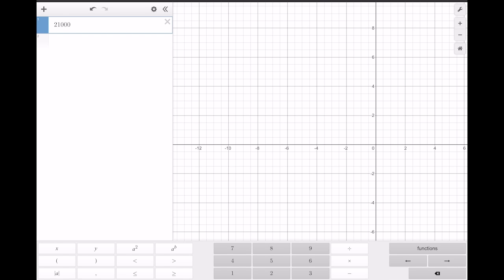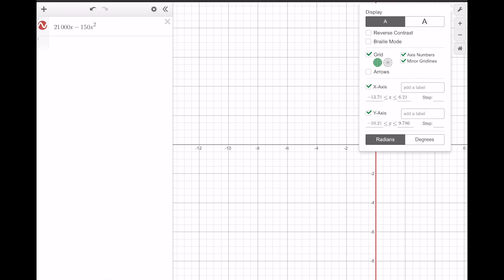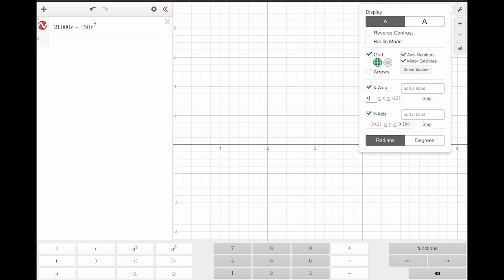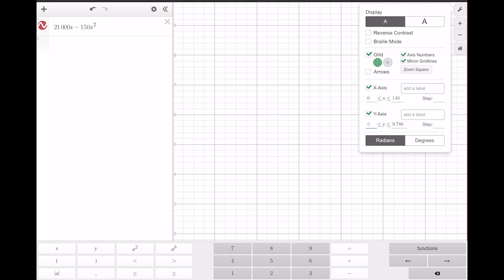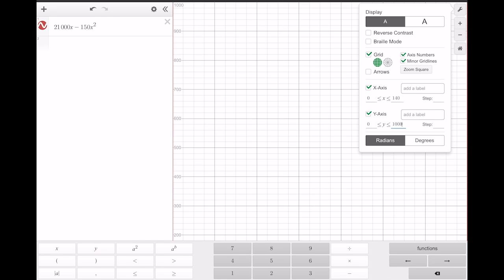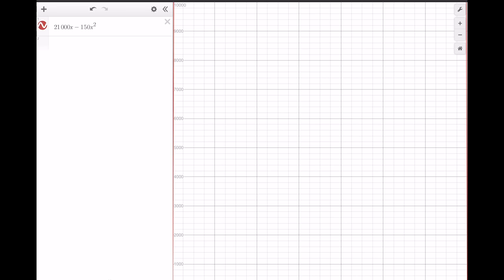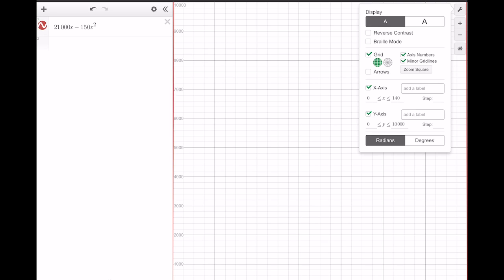21,000. We can't use P, so we'll use X. Minus 150 X squared. You can't really see that on here, but if I change this to go from 0 to 140, and I don't know, make this from 0 to, let's say, 1,000, actually more than that.